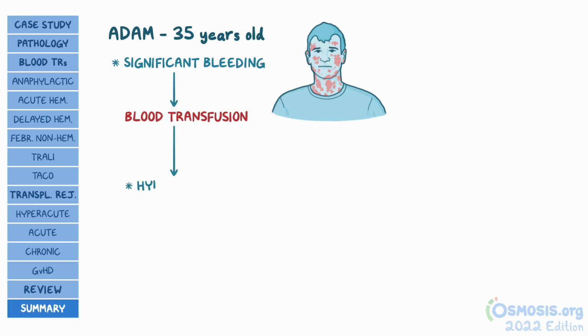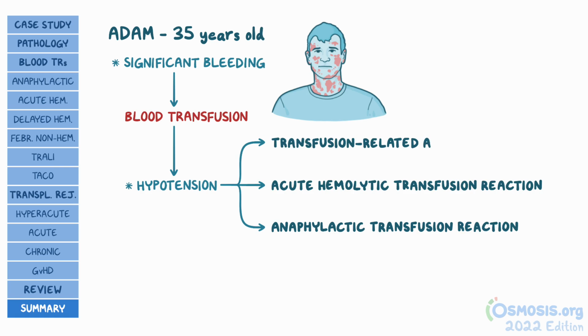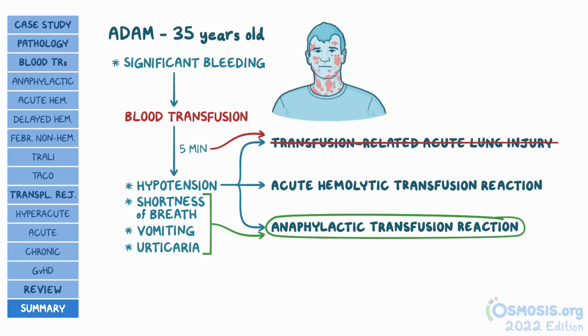Soon, he develops hypotension, which should make you think of anaphylactic transfusion reaction, acute hemolytic transfusion reaction, and transfusion-related acute lung injury. And the fact that he developed it just 5 minutes from starting the transfusion should help you rule out transfusion-related acute lung injury. Now, the final clue is that Adam's experiencing shortness of breath, vomiting, and urticaria. These clinical features are highly suggestive of an anaphylactic transfusion reaction.